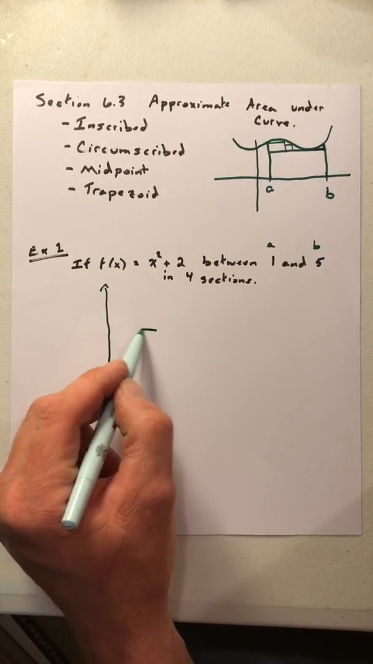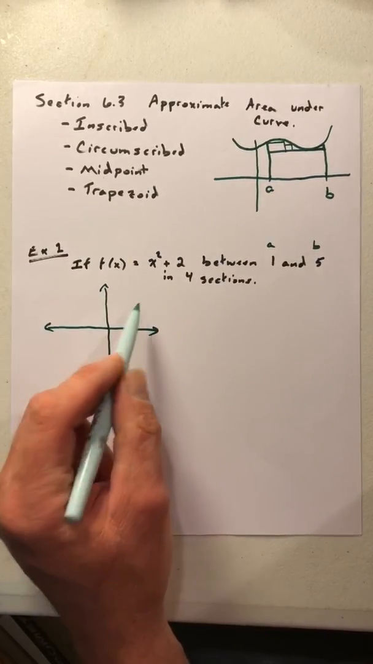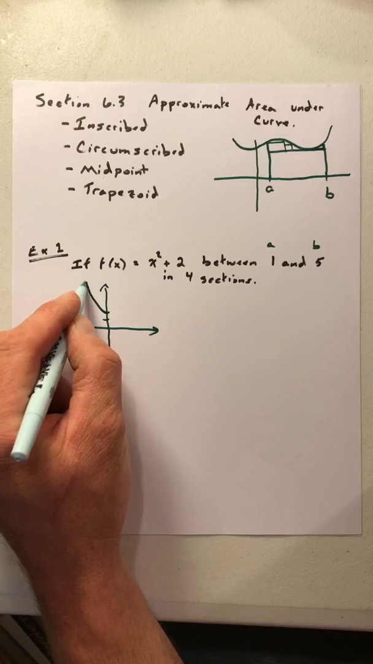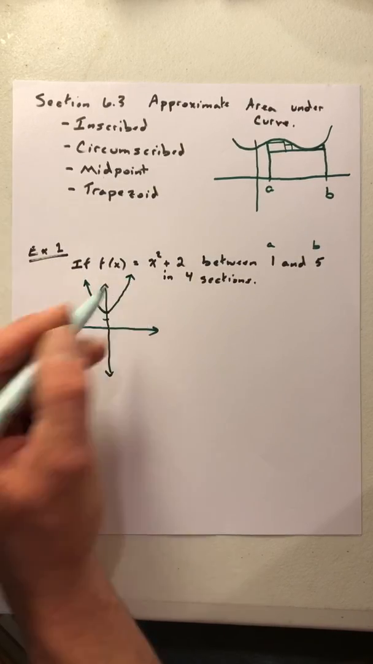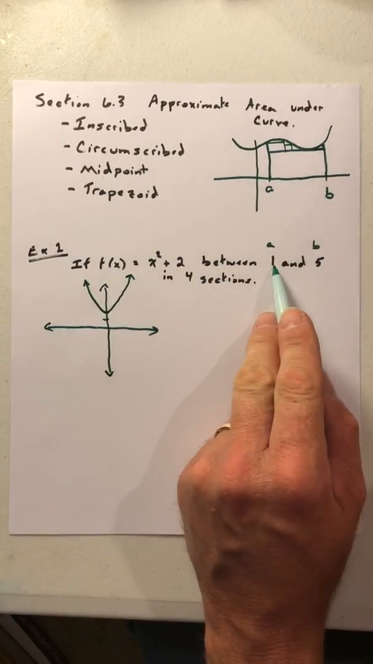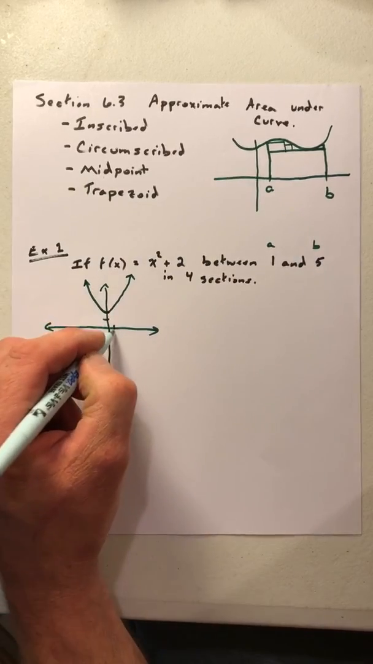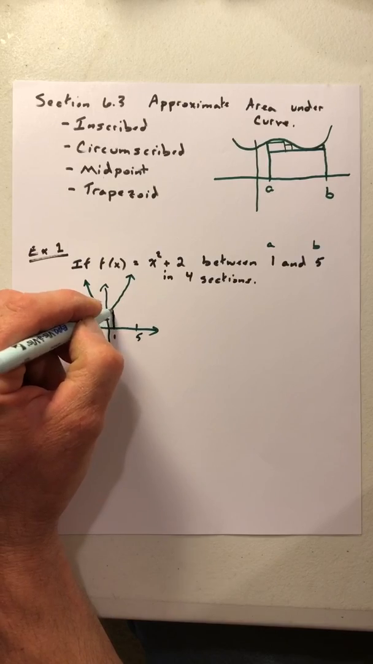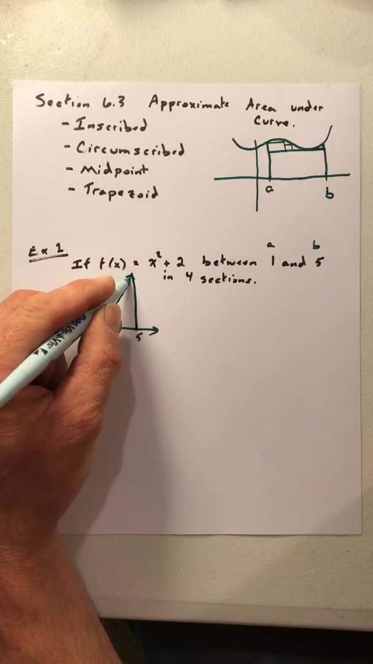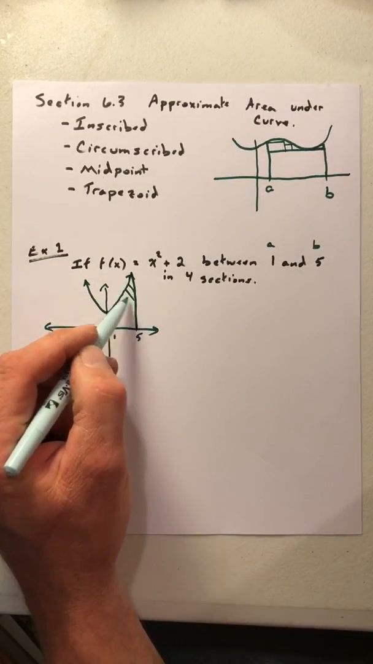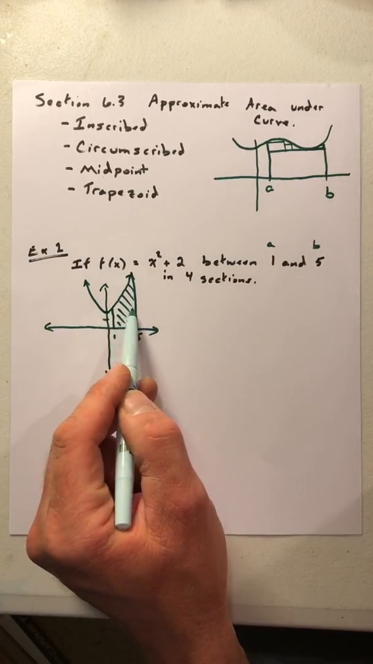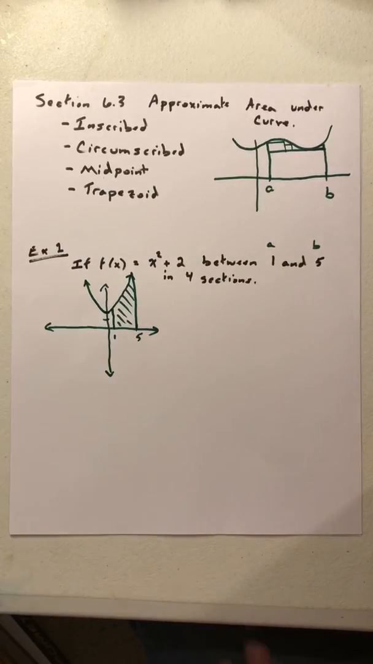So the first thing I'm going to do is graph out this function, x squared plus 2. I know that I'm going to cross the y-axis at 2. I know it's parabolic, x squared. So there we go. I know that we're going between 1 and 5. So this is the region that I'm looking at. This region in here. So again, we could cut this into some rectangles, some squares, whatnot.